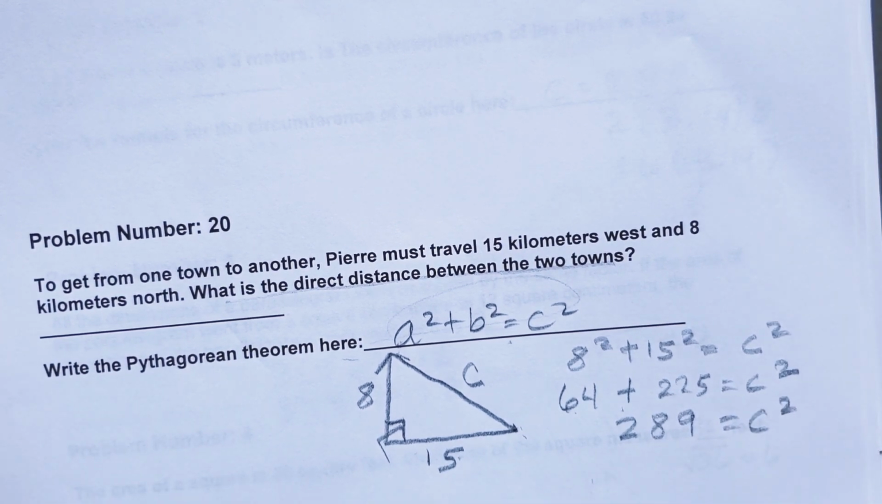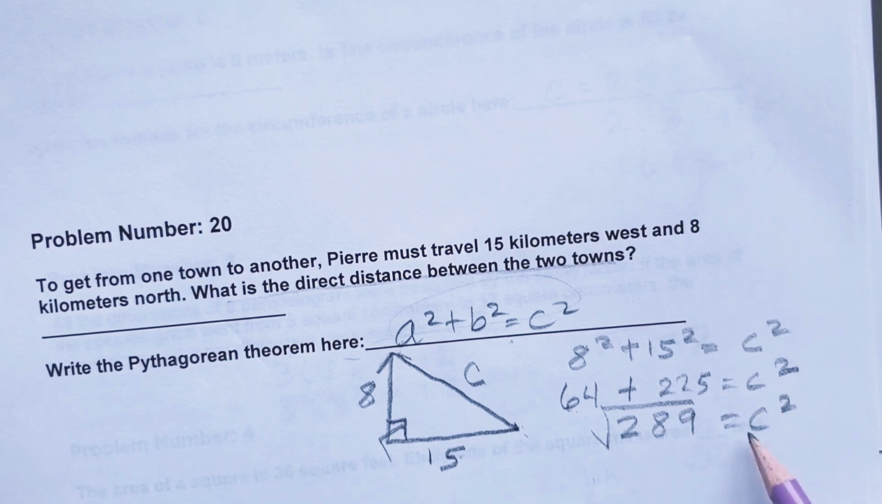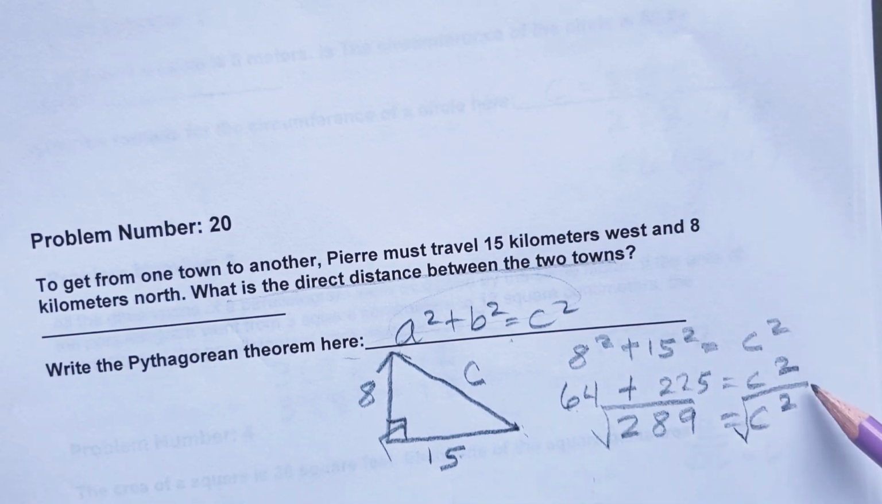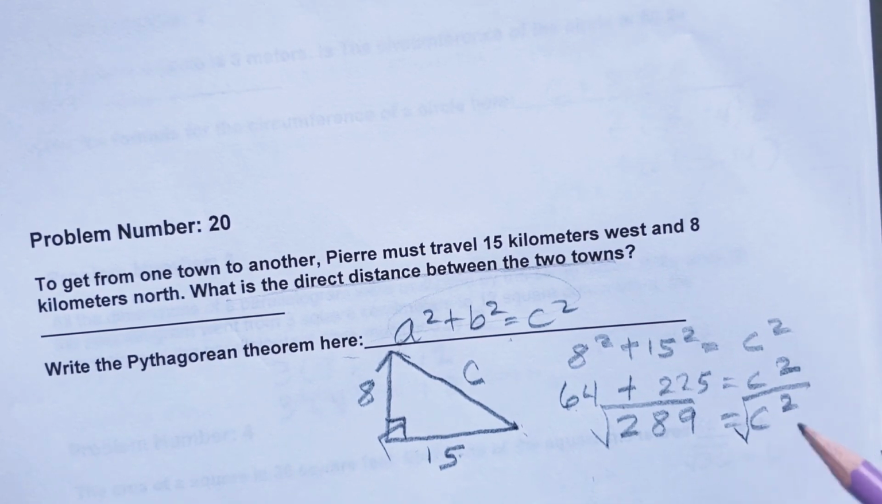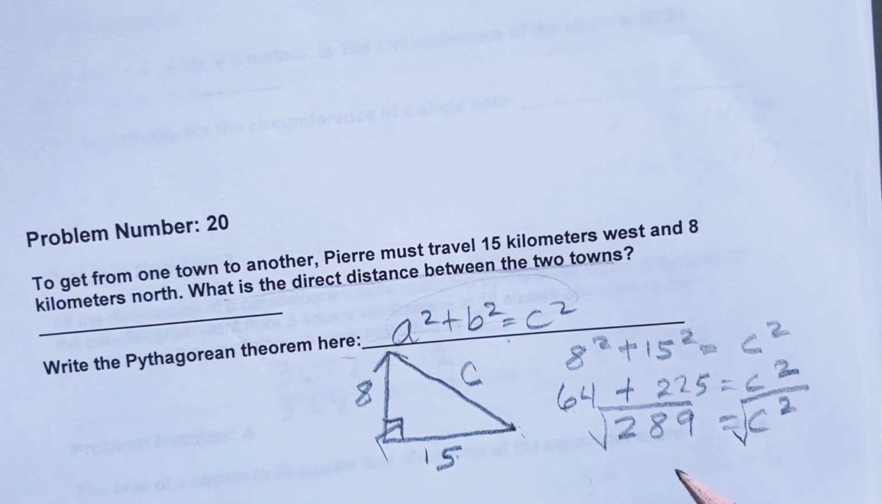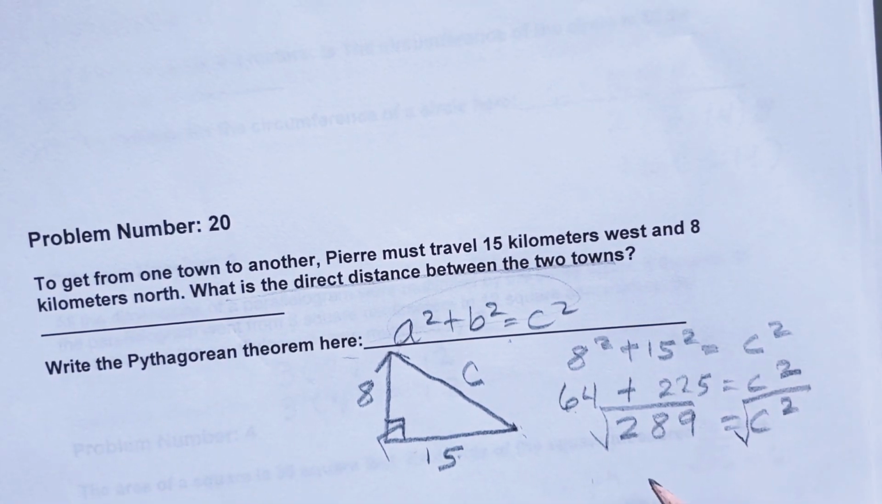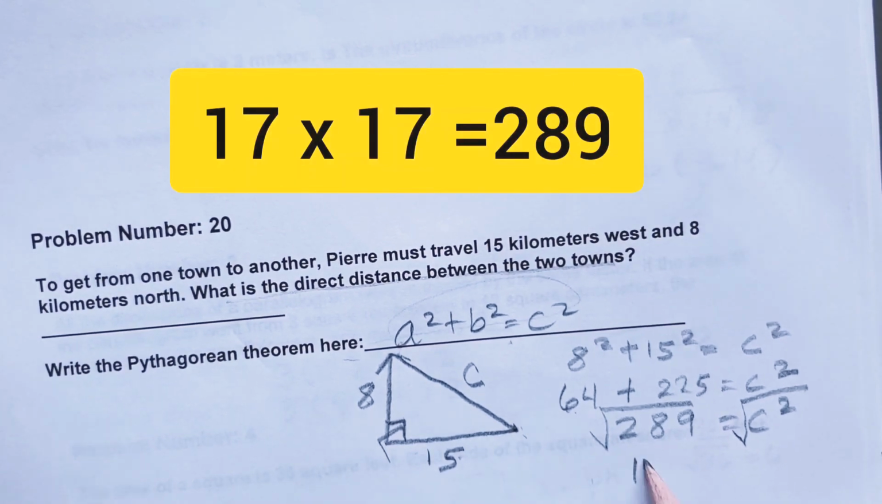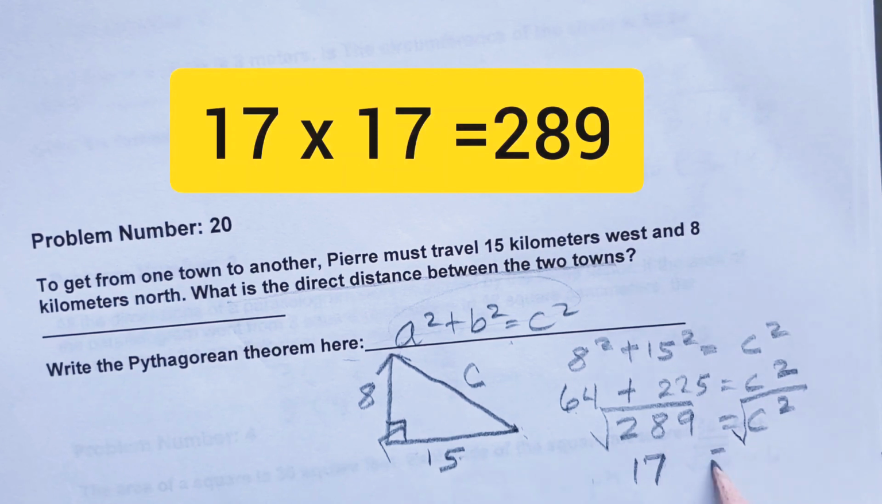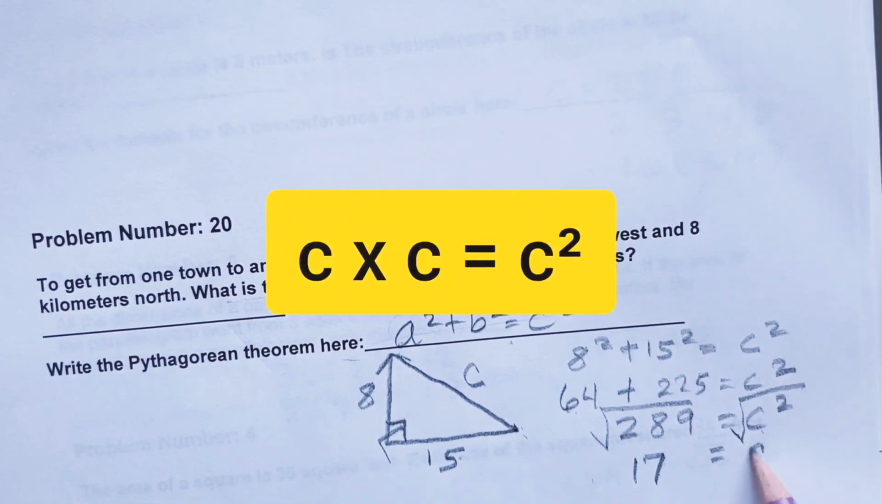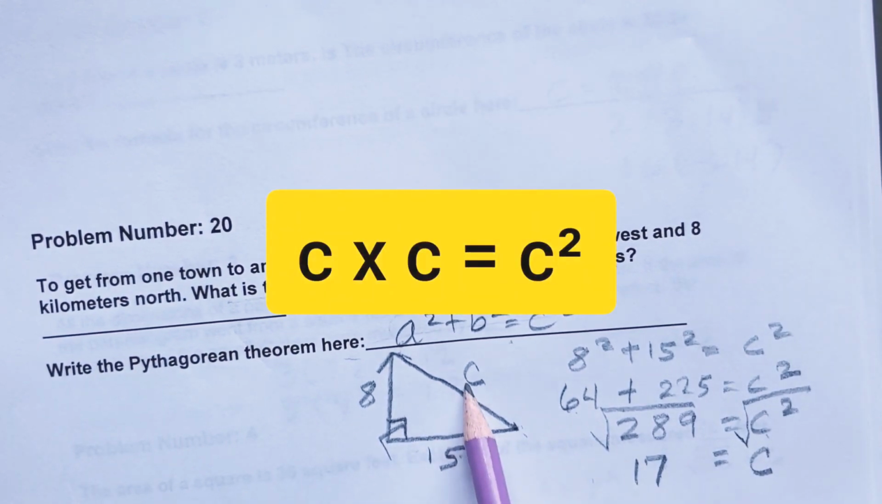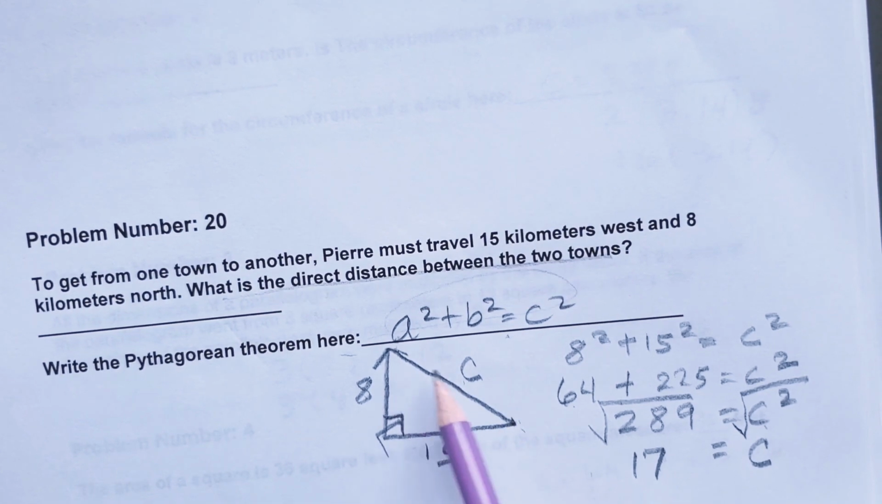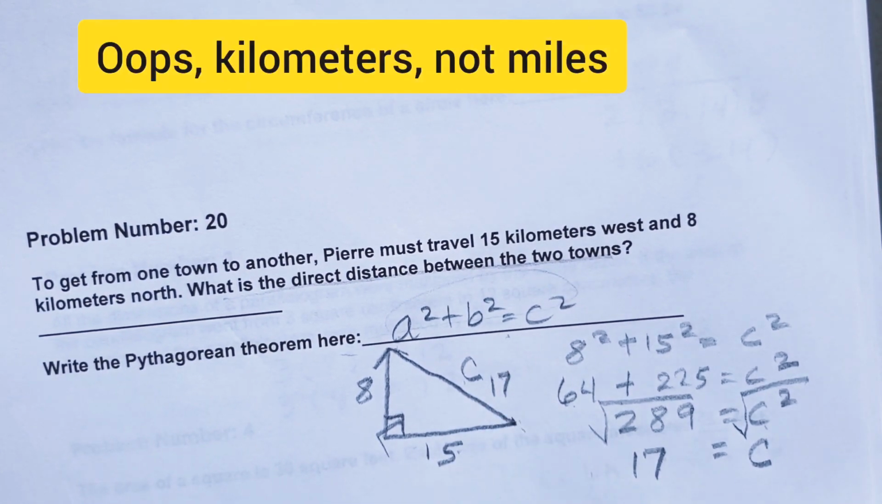And just like we did on problem 19, the last step is this symbol right here. Remember what it means? The square root. Find the square root of 289. What number times itself is 289? The answer is 17. 17 times 17 is 289. And the square root of C squared is just C. So the direct route from town to town would be 17 miles.